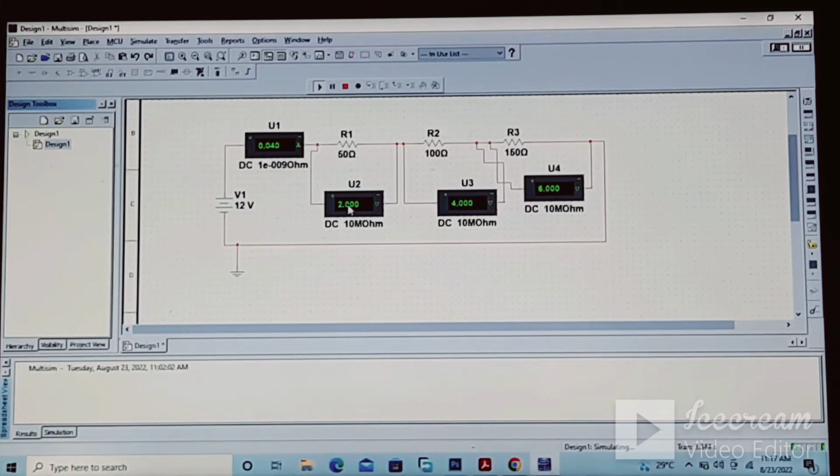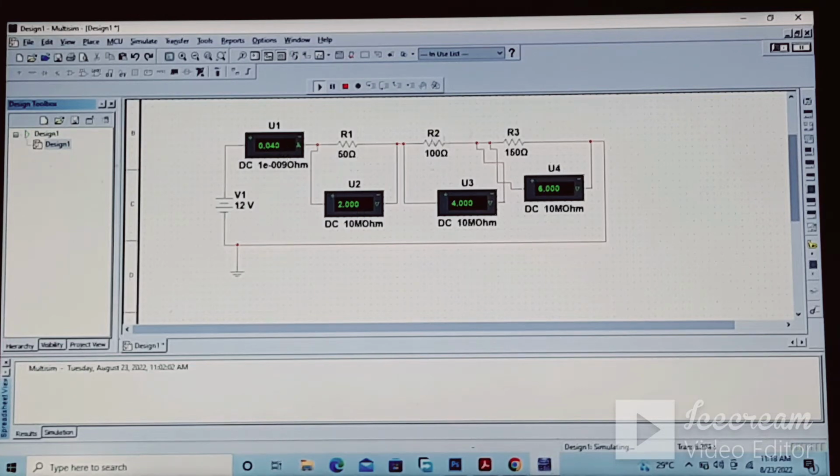the R1 is 2 volts. The voltage across the 100 ohm resistor is 4 volts, and the voltage across the 150 ohm resistor is 6 volts. So by adding these, you will get the same total voltage applied to that particular circuit. For example, 6 plus 4 is 10, and 10 plus 2 is equal to 12.